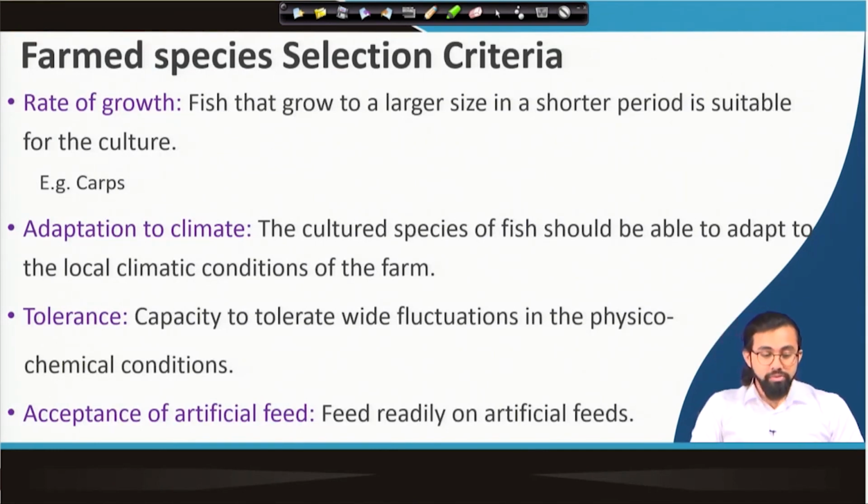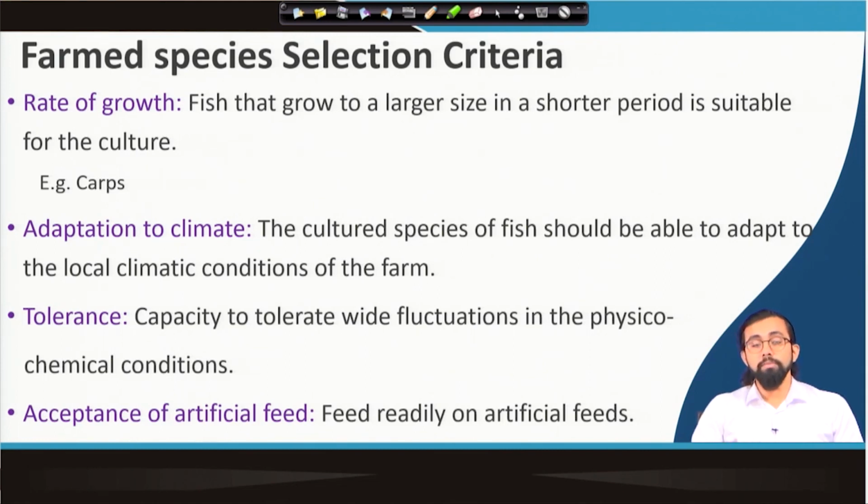So the next thing that we want to discuss is the selection criteria of farm species. What are the criteria that you need to think of, or prepare by yourself, before choosing any species for your aquaculture farm? It's very easy. You can say by yourself only. So the rate of growth, definitely. If the rate of growth is very high, it can grow to a larger size in a very short period, and that can easily solve the market demand.